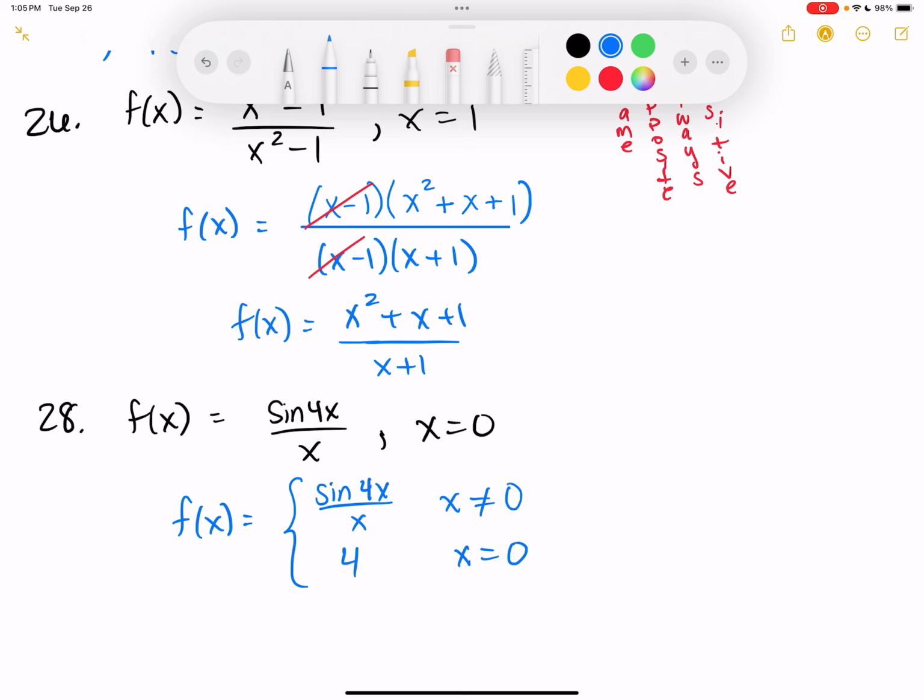That's the answer. That's our new function. We basically just had to split it because we couldn't have 0. So we just had to write what it would be if x was 0 to be allowed to do that.